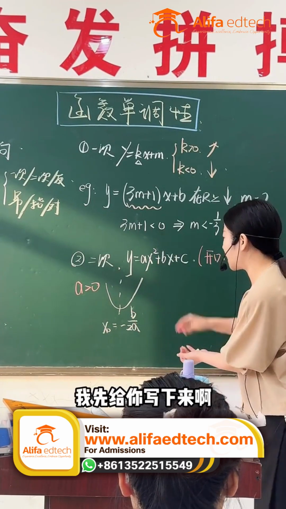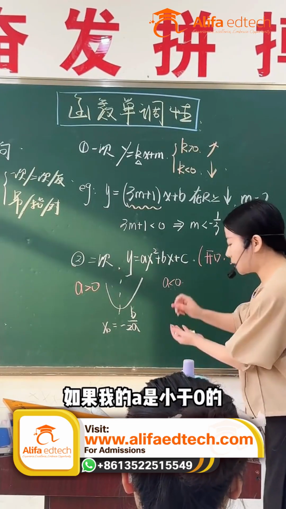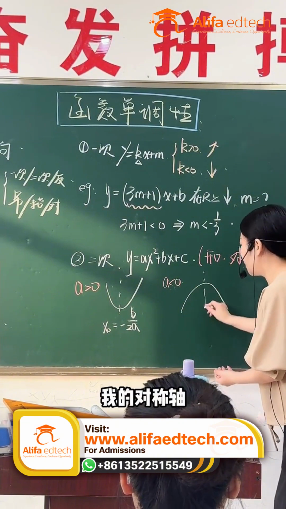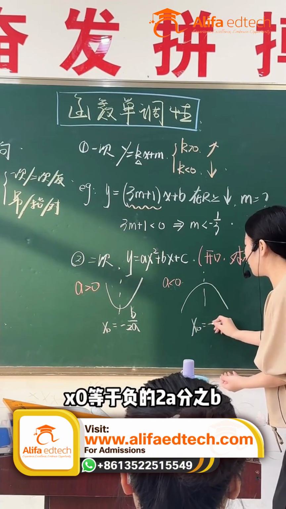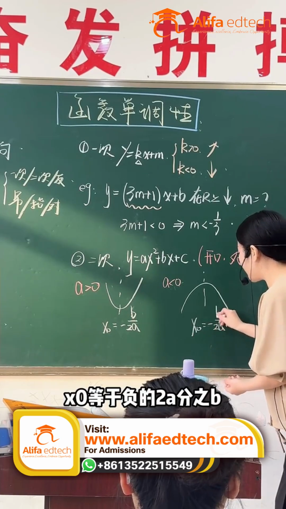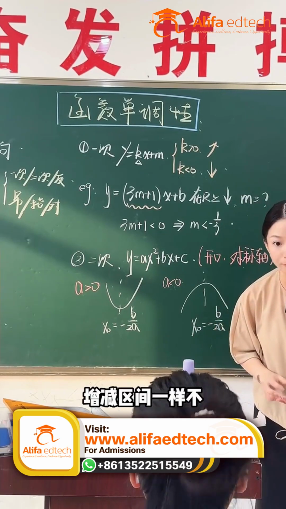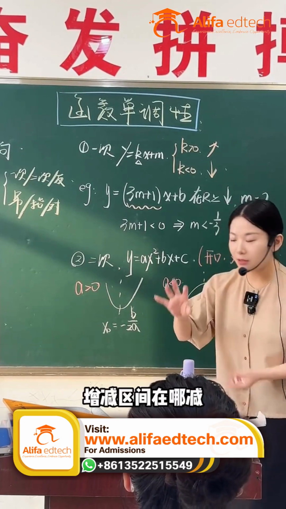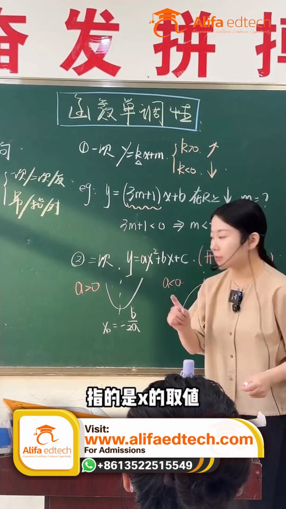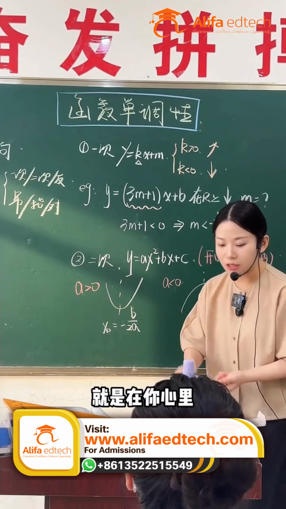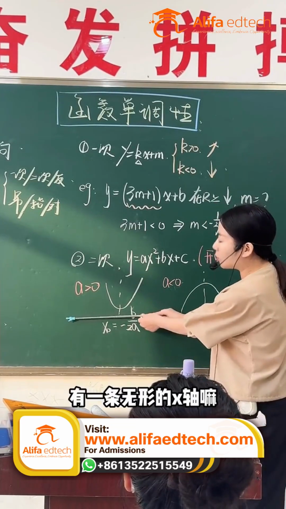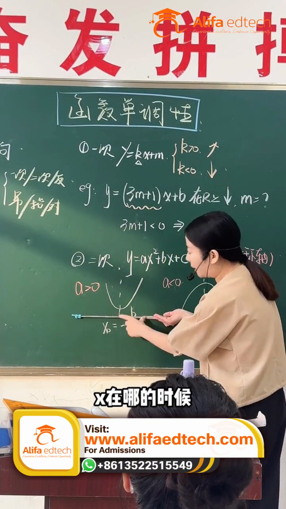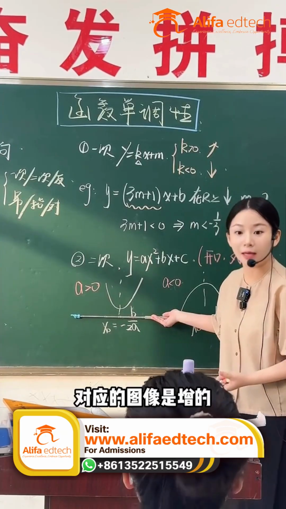Let me write it down for you first. If my a is less than 0, the quadratic function opens downwards. My axis of symmetry, x0, equals negative b over 2a. Are the intervals of increase and decrease the same? No, they're not the same. Let's look at this one first. Where does it decrease? The interval of increase or decrease refers to the value of x. Imagine an invisible x-axis. It means for which x values the graph is decreasing and for which x values it is increasing. It refers to x.